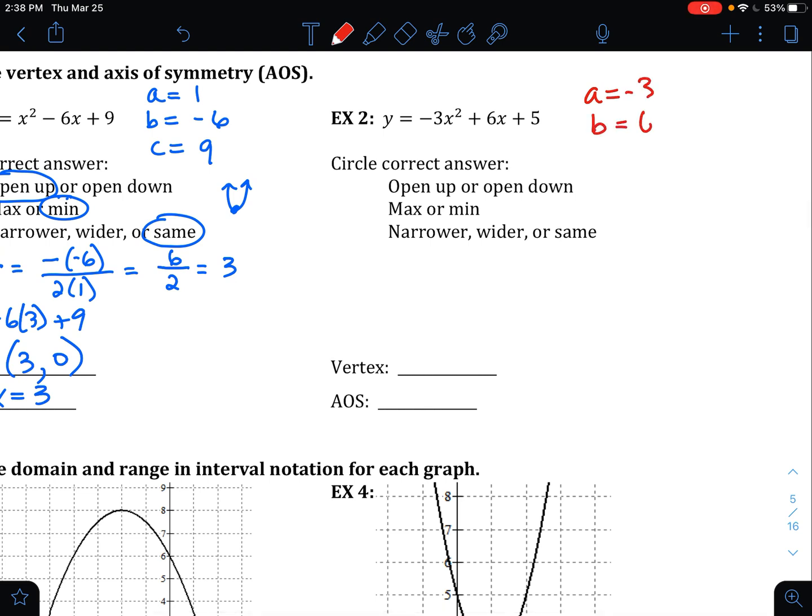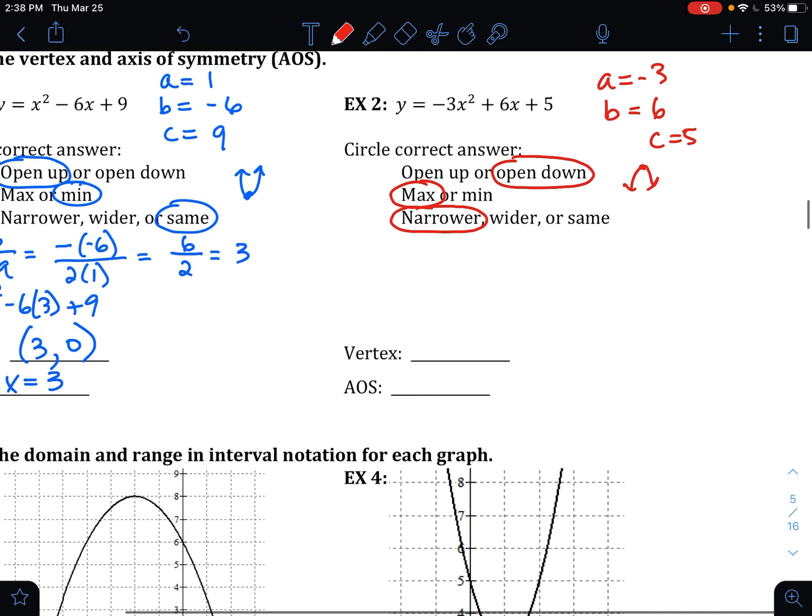Okay, a, b, and c. Since a is negative, it's opening down. If it's opening down like this, the vertex is at the top, which is the maximum. And the number 3 is going to make it narrower since it's bigger than 1.